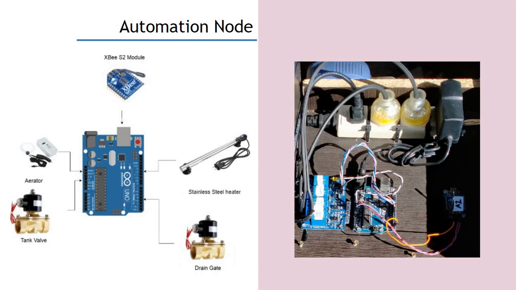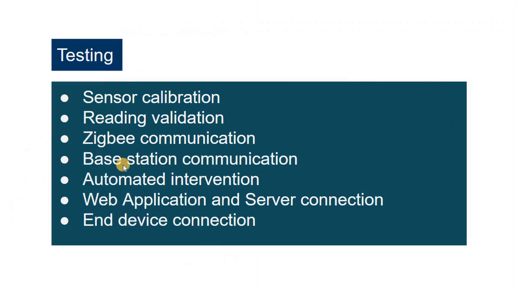This is the automation node. It is composed of an XBee S2C module, a heater, an aerator, and 2 valves for water in and out. There were 7 tests that were conducted.